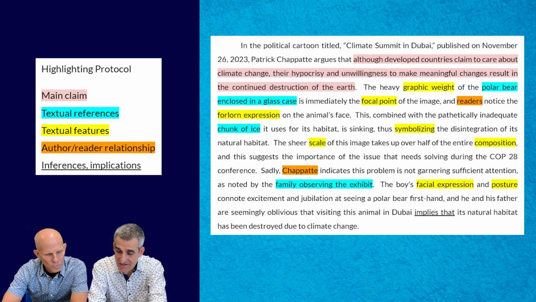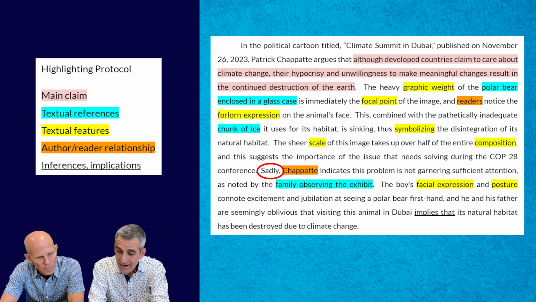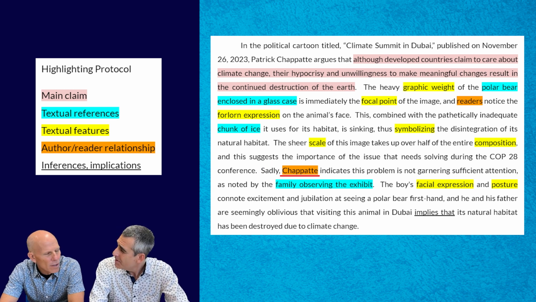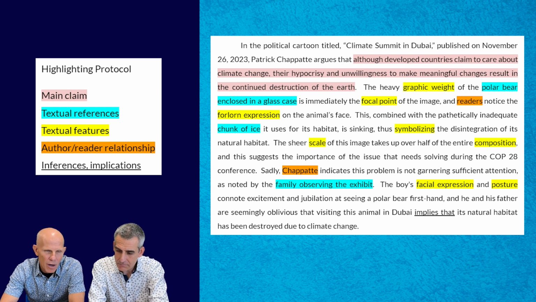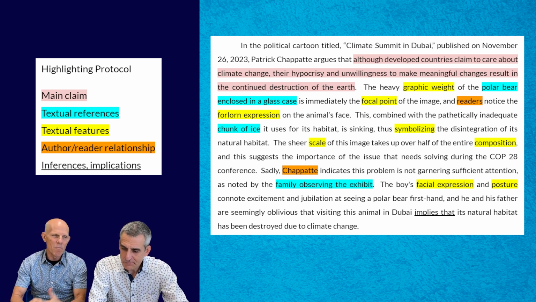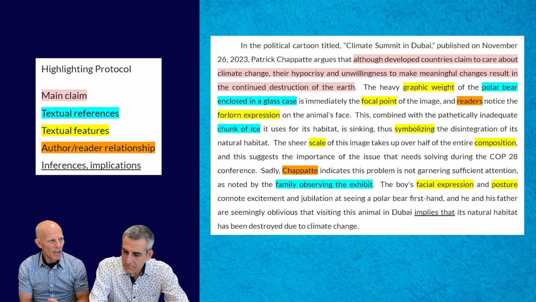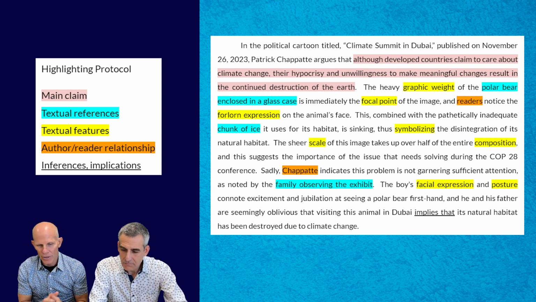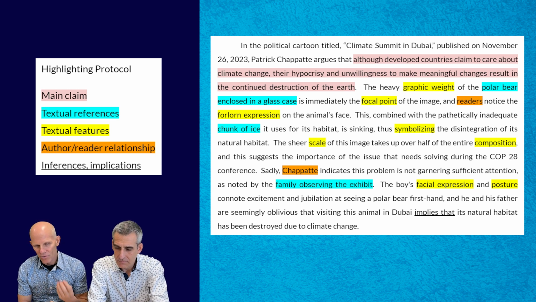I see the small transition word, Mr. Giles, sadly, and then I see the author's name, Chappatte. Why do we like to use the author's name? Well, the author's in the driver's seat. You know, the author's the one making the choices. The author, the illustrator, is the one who made the choices to create the cartoon. So we want to talk about what choices the creator made to send the message.